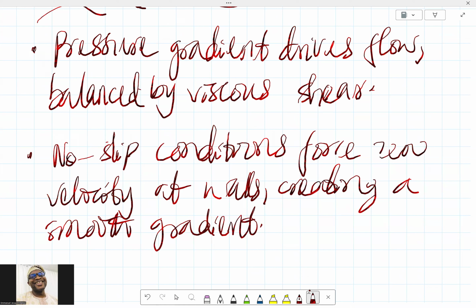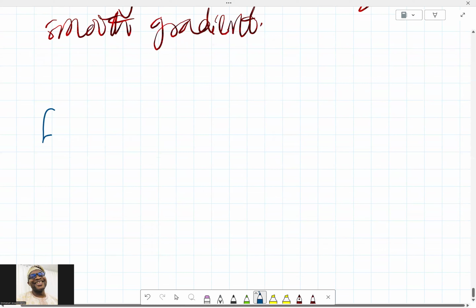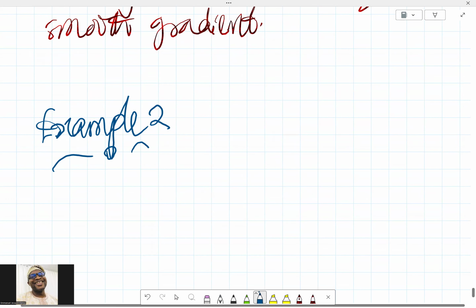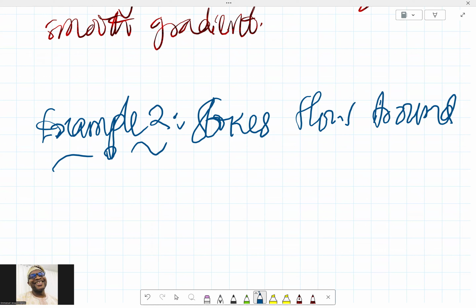So that's one example. So let's see example 2. Please check that up and be sure. I have a feeling some things might be wrong there. Stokes flow around a sphere. That's the second example we are taking.